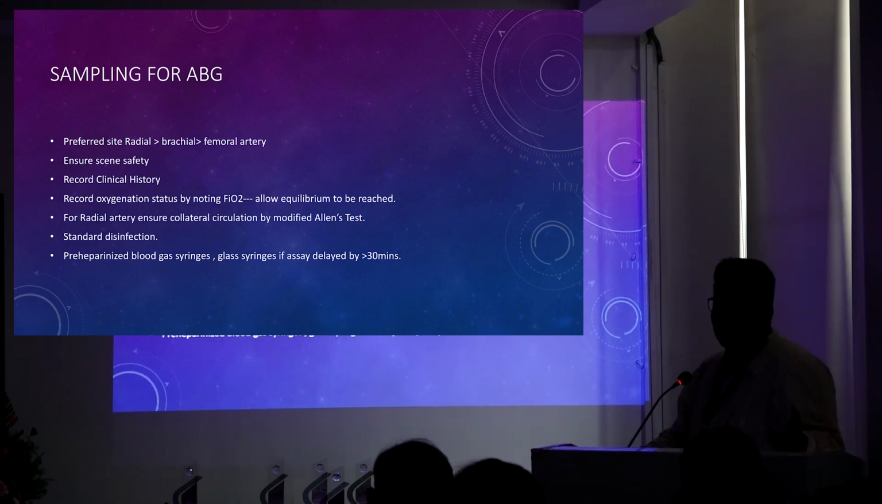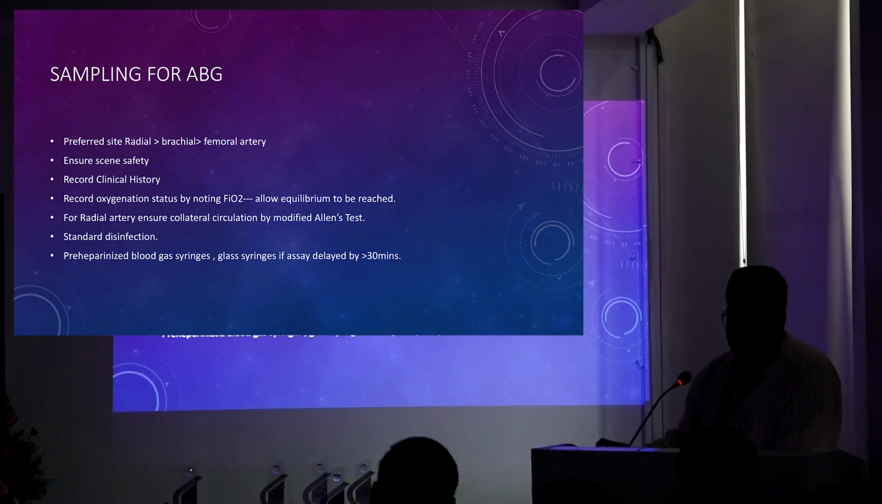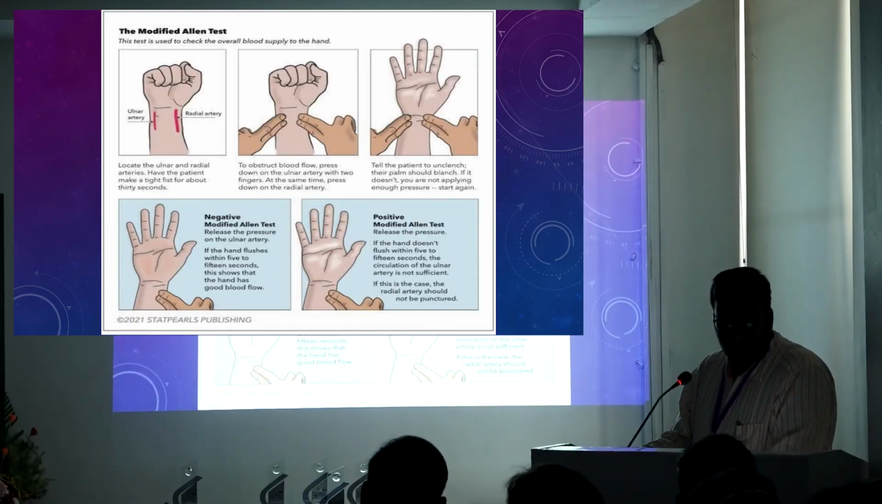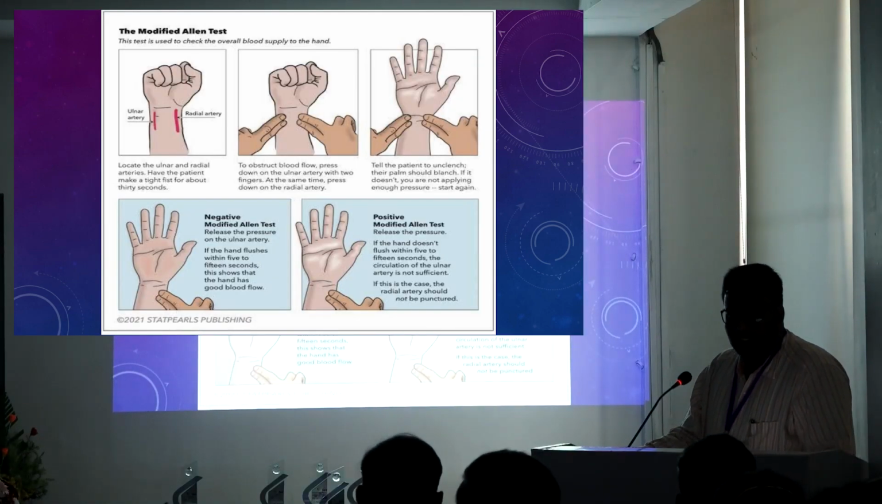Because if you take less than that amount of blood, it will lead to dilution. If you take more than that, it will lead to clotting of the blood. And glass syringes are preferred if you keep the sample for more than 30 minutes, because plastic syringes alter the PO2 and the other variables. So this is the modified Allen's test.